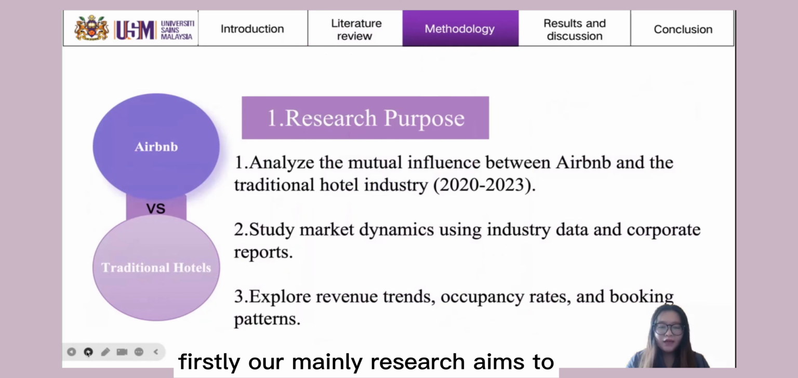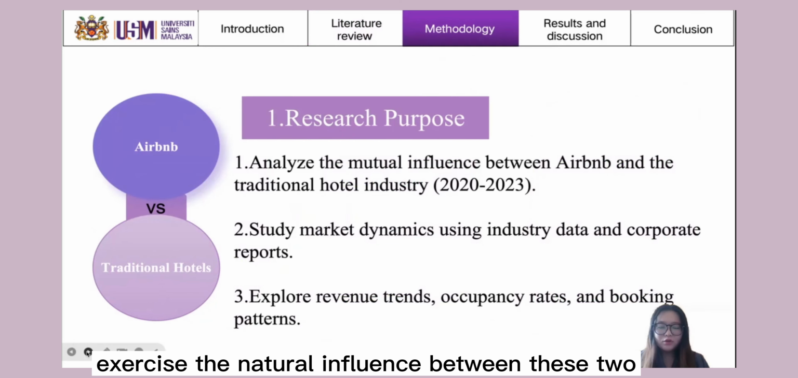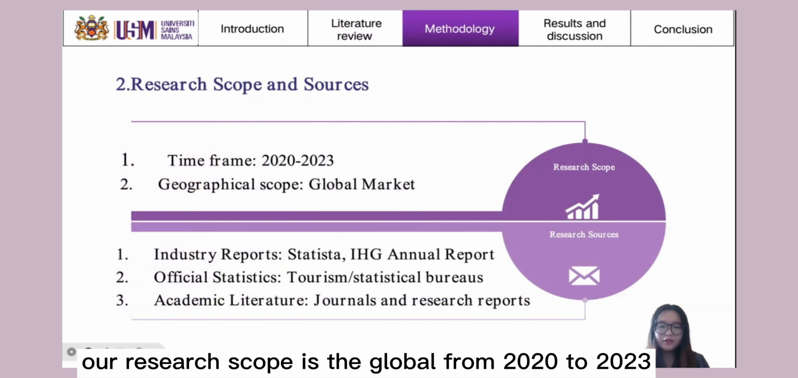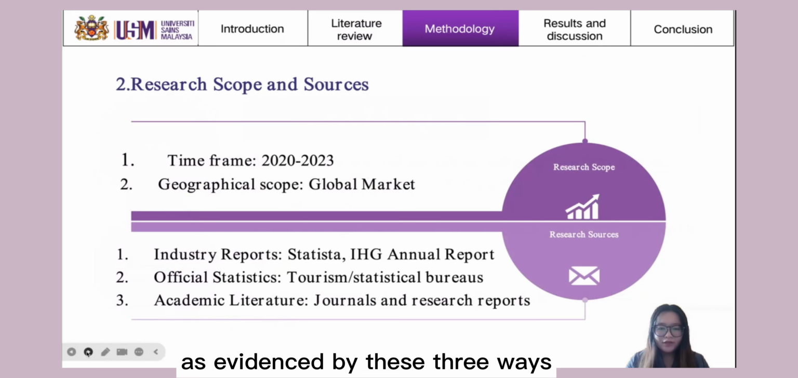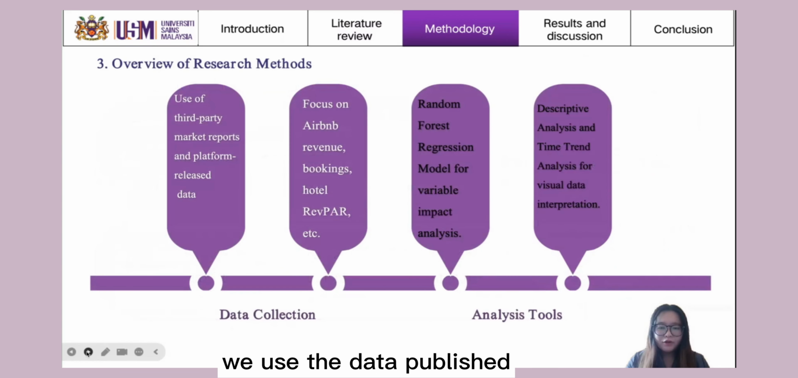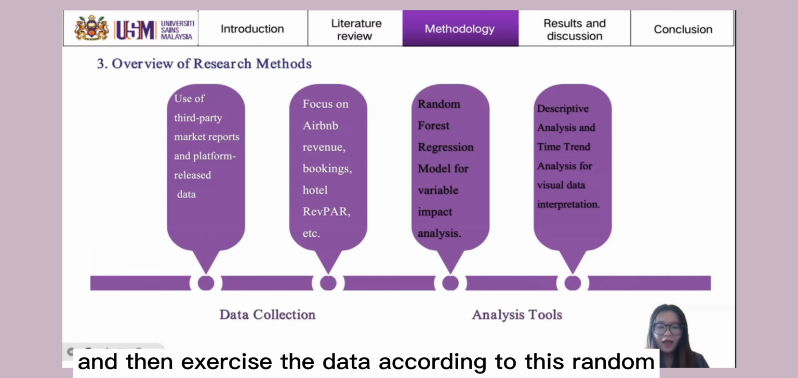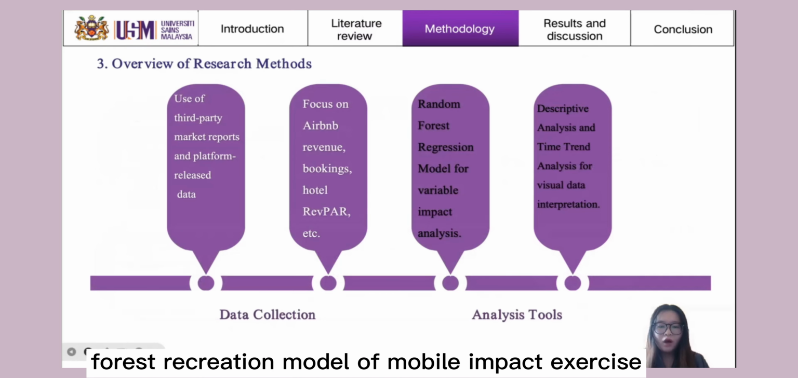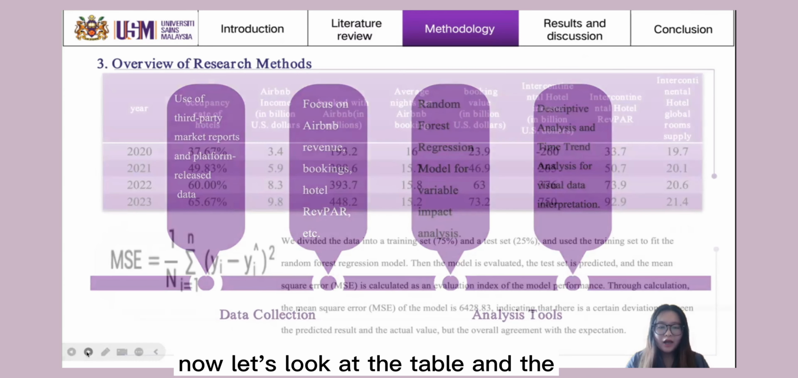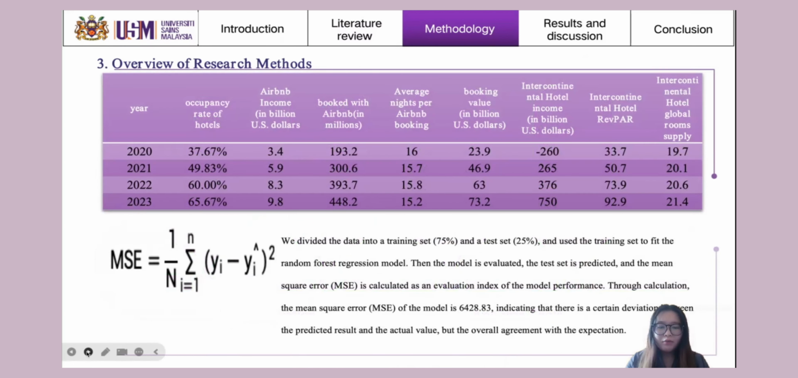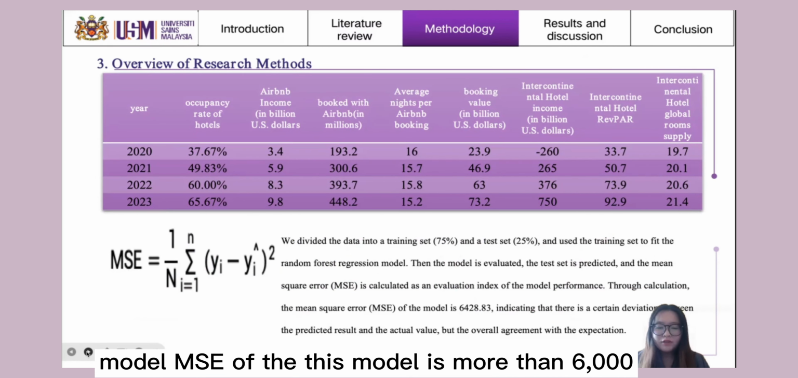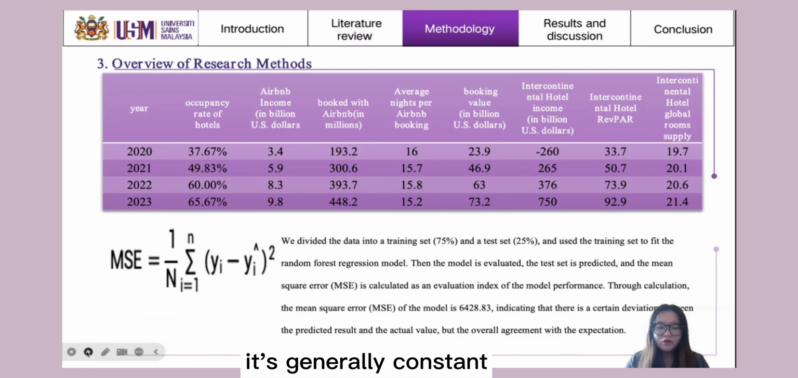Firstly, our main research aims to explore the mutual influence between these two. Our research scope is global from 2020 to 2023, as evidenced by these three ways. Initially, we use the data published by reports and press, focused on Airbnb's data, and then analyze the data according to this random forest regression model. Now, let's look at the table and the model. The MSE of this model is more than 6,000. It's generally consistent with the explanation.